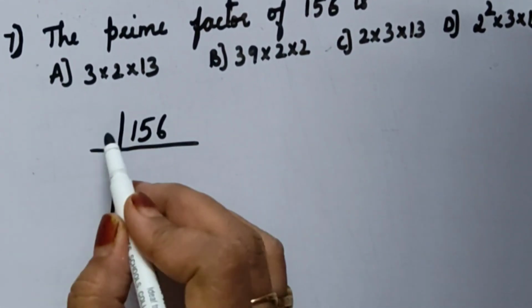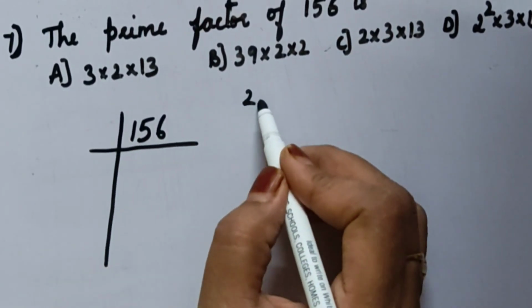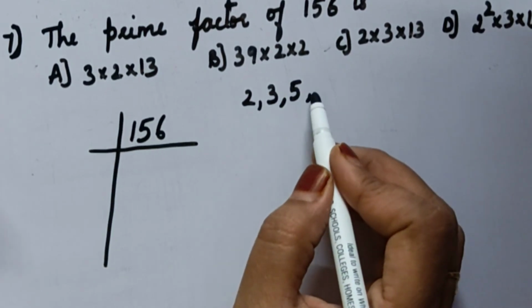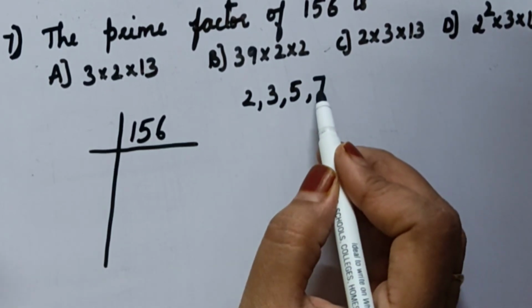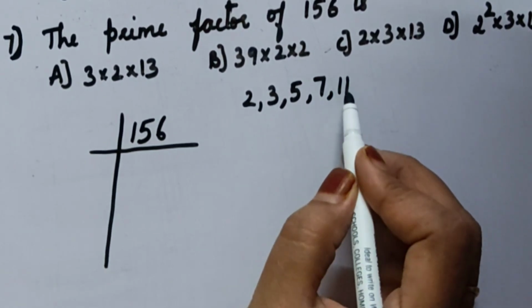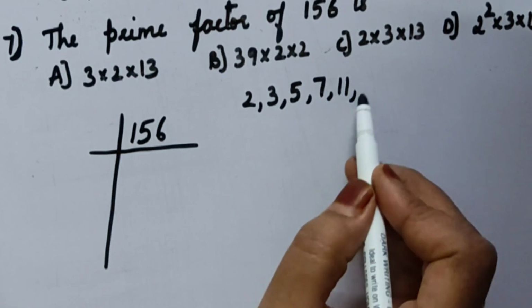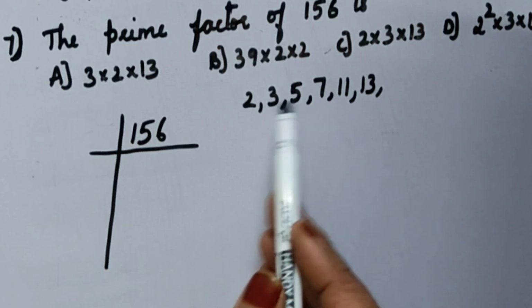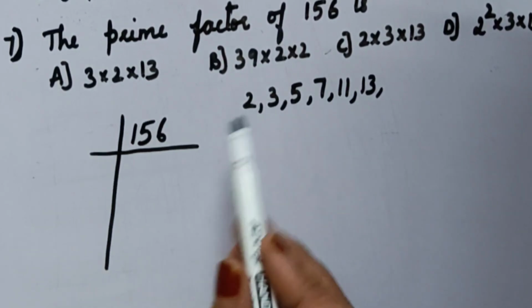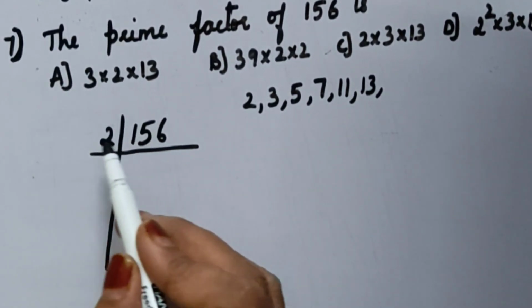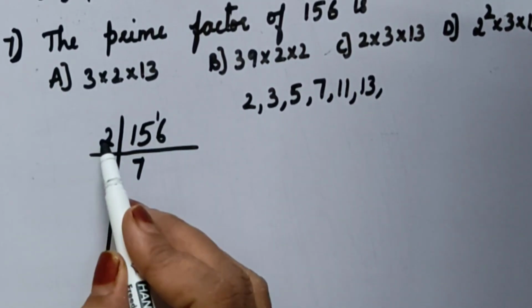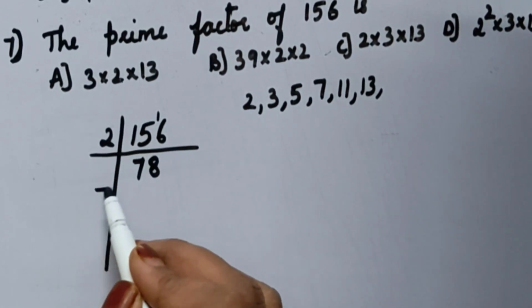So prime numbers will be 2, 3, 4 is a composite number, 5, 6 is a composite number, 7, 8, 9, 10 is a composite number, 11, then 12 is a composite number, 13, 17, 19 and so on. Let us divide only with these prime numbers. As it is an even number, it gets divisible by 2 easily. 2 7s are 14, 1 remainder, 2 8s are 16.